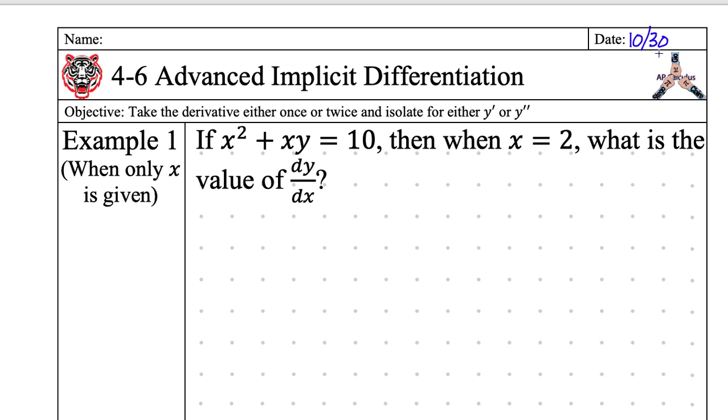Got it. All right, so example number... Oh yeah, so what is our objective today? Take the derivative either once or twice and isolate for either y prime or y double prime. All right, here we go.